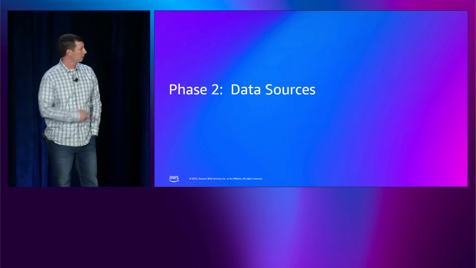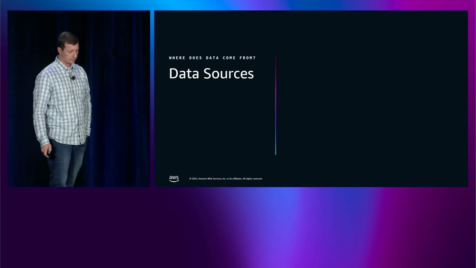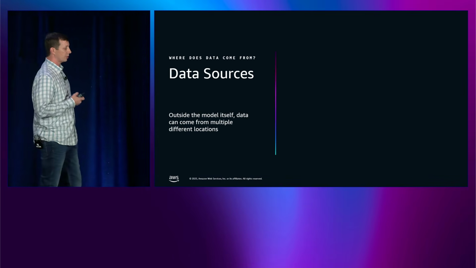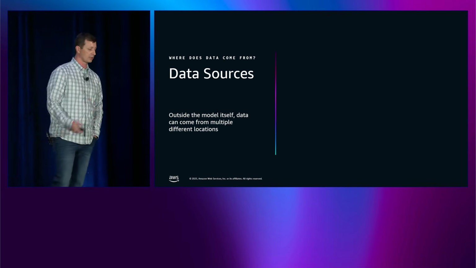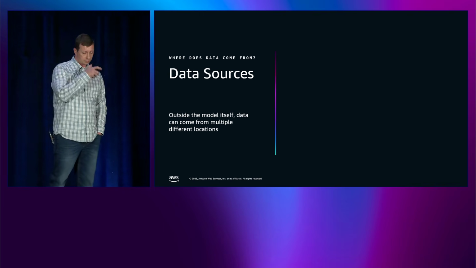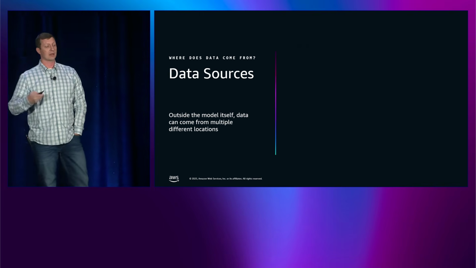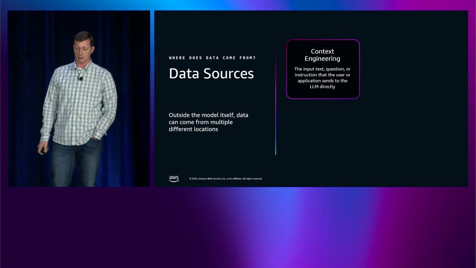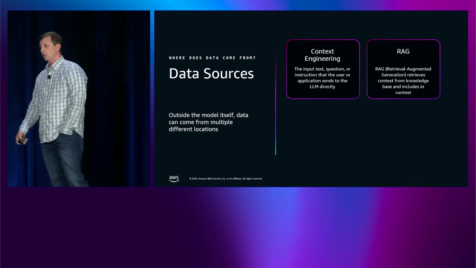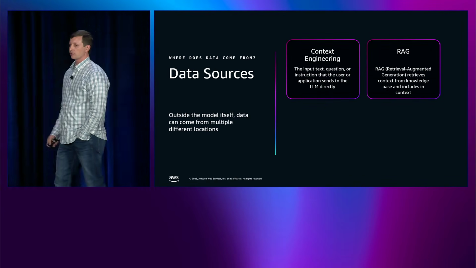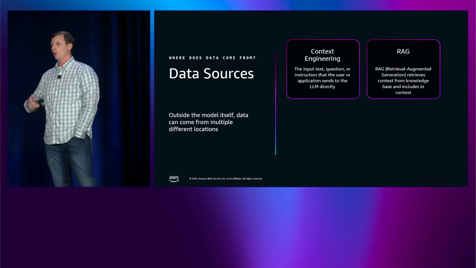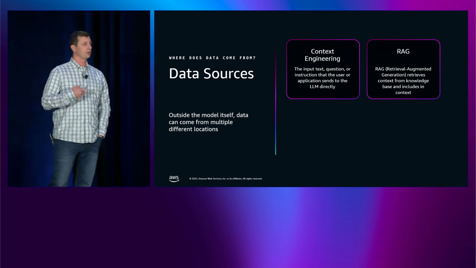Okay. Phase 2, data sources. There are a lot of places that you can get data to include as part of the prompt for the large language model. There's data that exists in the model, but also a lot of data that can exist outside the model that you send to it, okay? Things like context engineering or system prompts and other things like that. You have vector databases or knowledge bases or RAG, where you can do vector search in order to understand what data I can include that is similar to the request.